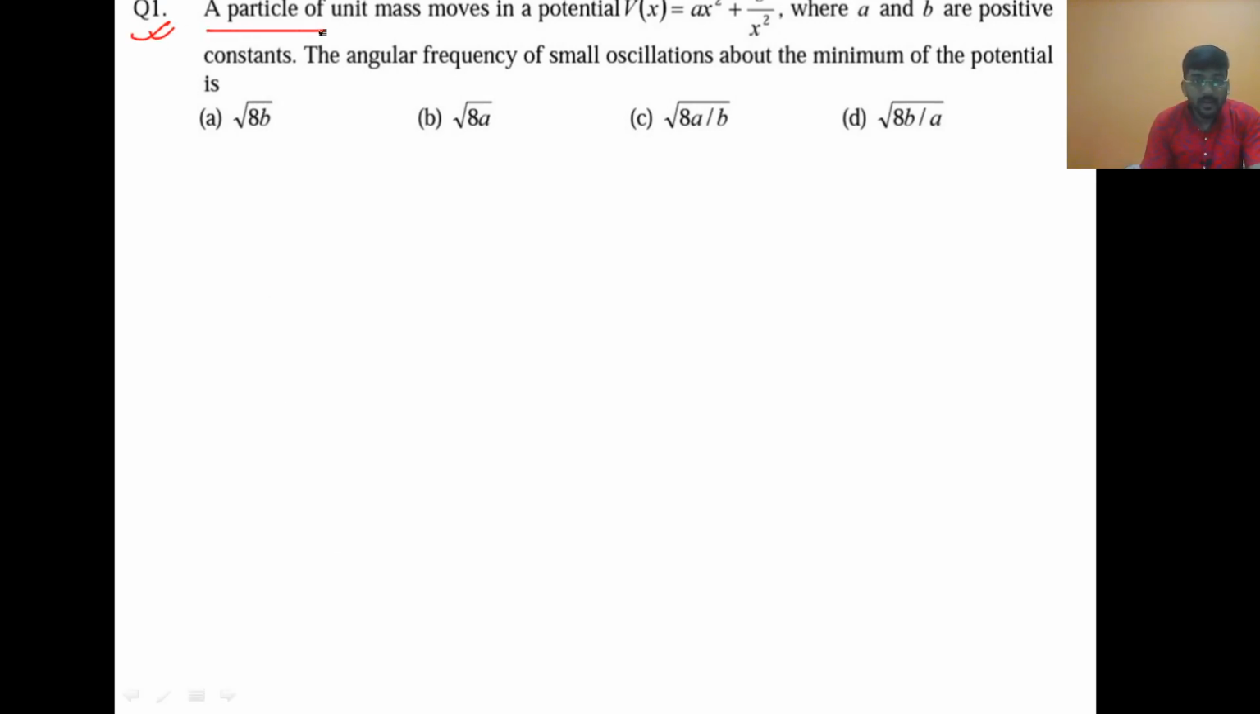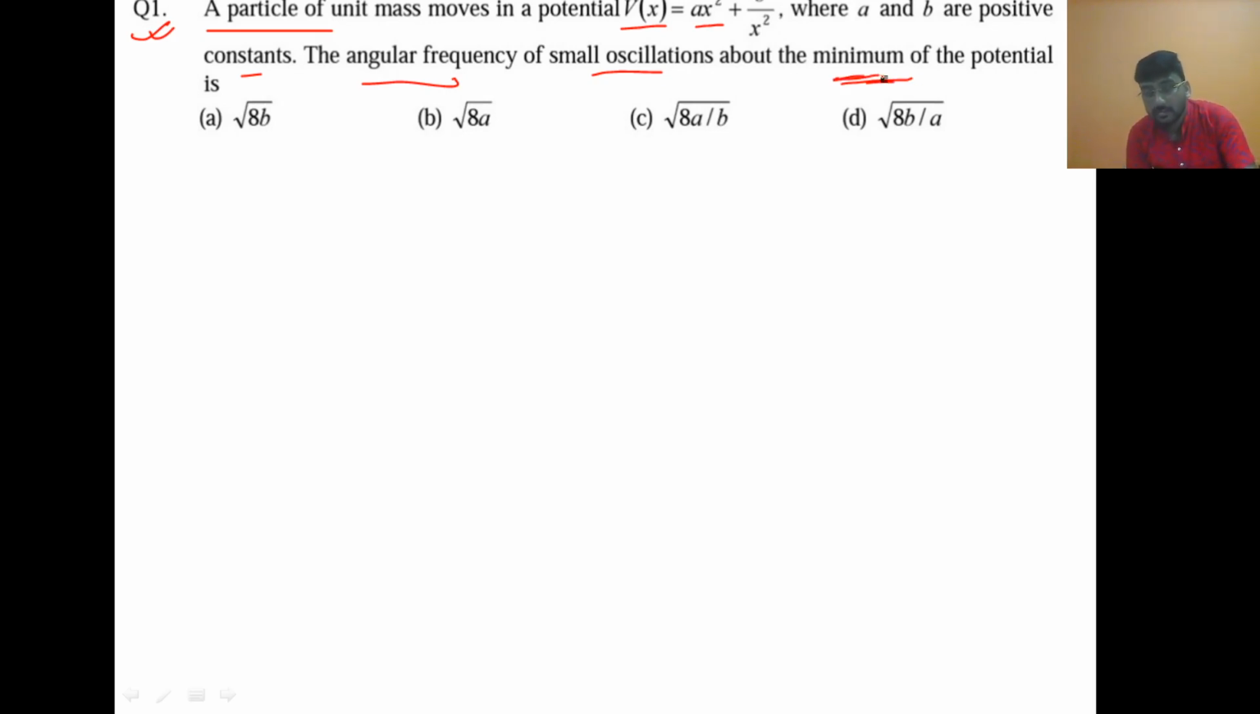A particle of unit mass moves in a potential V(x) = ax^2 + b/x^2, where a and b are positive constants. The angular frequency of small oscillations about the minimum of the potential is... So here we have to find the angular frequency of small oscillation about the point of minimum potential.